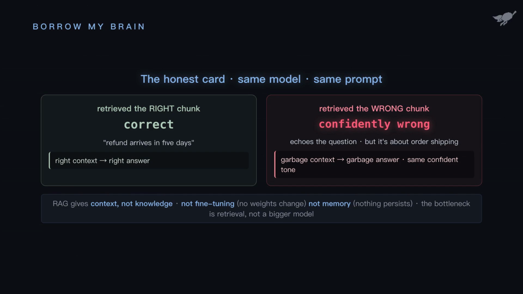So where's the line? This honest card, you've absolutely got to take it. RAG gives the model context, not knowledge. It's not that the model learned your data. It just searches fresh on every call and stuffs the results into the prompt. So it's not fine-tuning. Not one weight got changed. And it's not memory. Nothing gets left behind. Next time, it has to search all over again. Retrieve wrong, and it confidently answers wrong. The bottleneck is always in retrieval, not in you swapping in a bigger model.